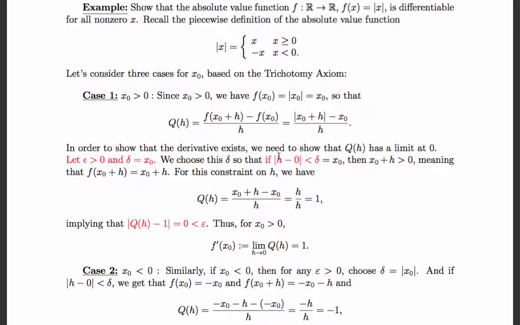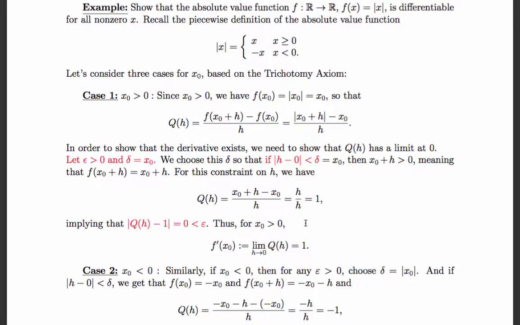If we choose this delta, and if the absolute value of h minus 0 is less than delta, because 0 is where we're taking the limit as h approaches 0, then x naught plus h is greater than 0, because h would be sandwiched between delta and negative delta, which is x naught and negative x naught. Because h is strictly bigger than negative x naught, x naught plus h is strictly bigger than 0. Therefore, the absolute value of x naught plus h is just x naught plus h. And our secant slope function just becomes h over h, which is 1.